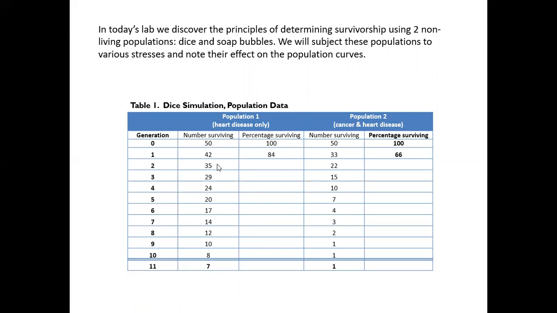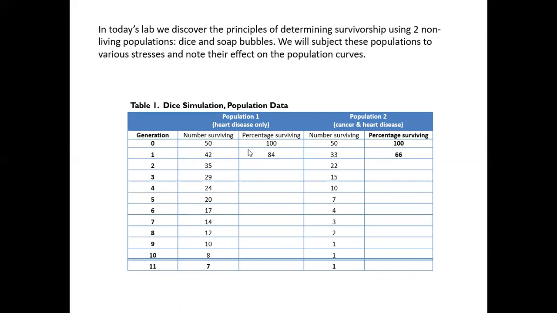Okay, if you go to the next one, I rolled it again, and I came up with these numbers, 35, and in the next generation, 29. So you will use the numbers that have been provided in the homework to calculate your percent surviving. If you were on the second generation, 35 out of 50 gives you 70%. So that's for heart disease only.